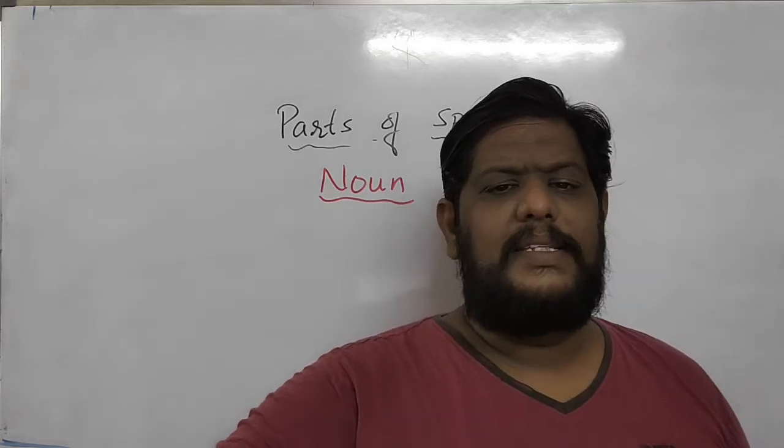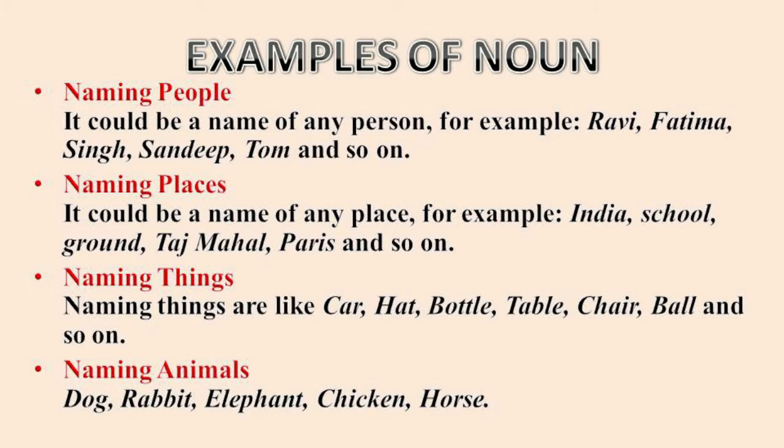Now we'll see some examples. First, naming of people. It can be the name of anybody, like Ravi, Fatima, Singh, Sandeep, Tom, and so on. Even your name. And naming of places. It may be India, school, ground, Taj Mahal, Paris, Hanmakunda, Rajaji Nagar, whatnot. All the places, even a village, a town, or a city, can be denoted by a noun.